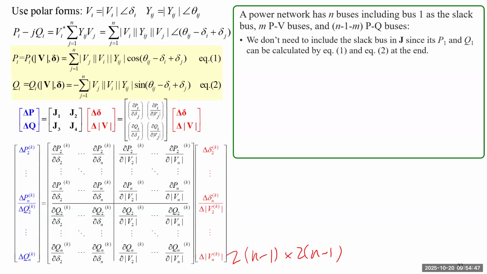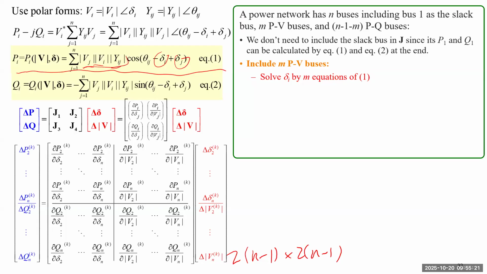So let's continue. Let's see what other elements can be gotten rid of, because the simpler the Jacobian matrix is, the easier we can do the computation at each iteration. So the Jacobian needs to include m PV buses for generators. And for PV buses, we just need to solve the angle. We already know the P and also the voltage magnitude. So we need to utilize the first equation to solve those angles, because we already know P. We only need to solve the angle.